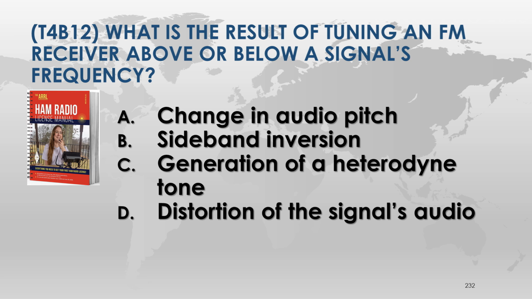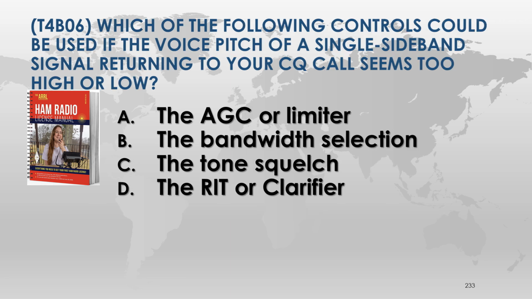What is the result of tuning an FM receiver above or below a signal's frequency? Delta. Distortion. It is delta. Which of the following controls could be used if the voice pitch of a single sideband signal returning to your CQ call seems too high or too low? Delta. Why would you not want to just change frequency? Oh, good question. I want to get the answer right.